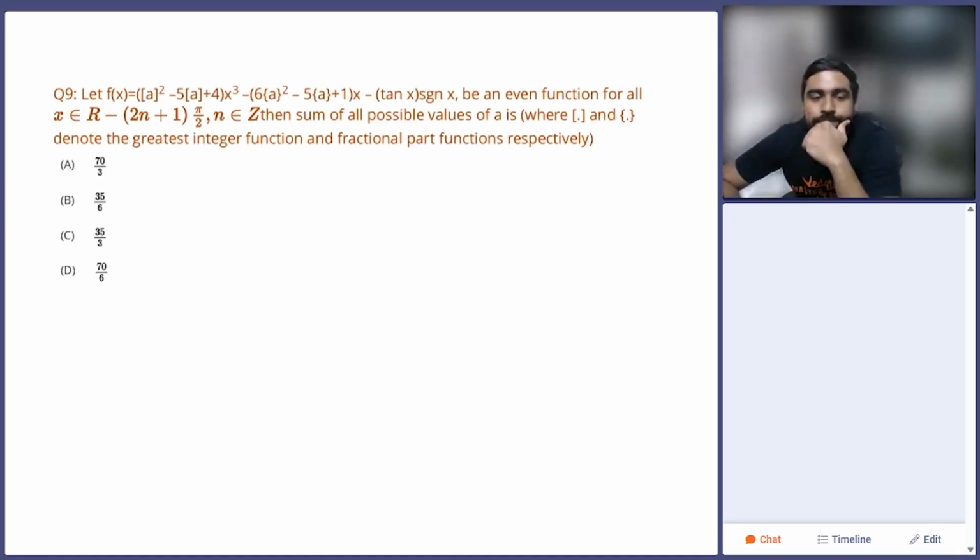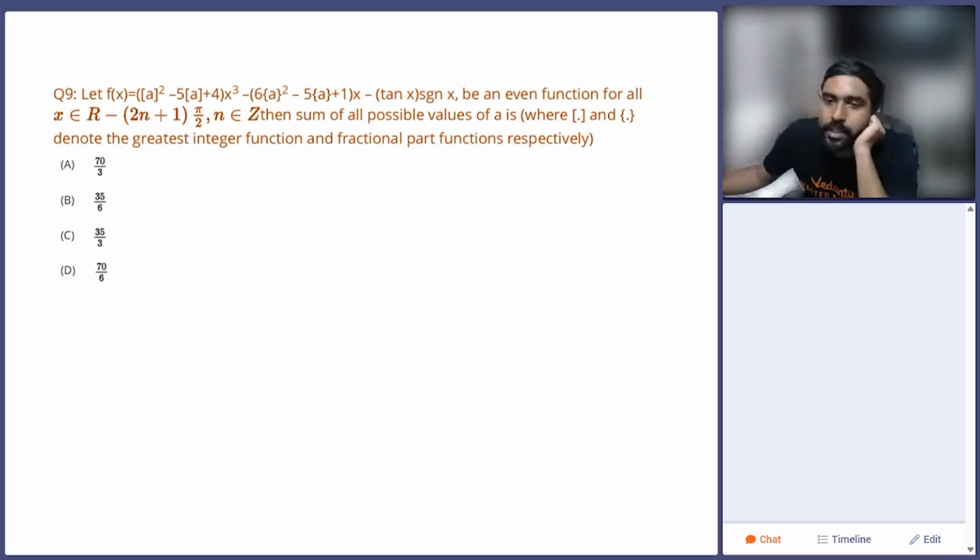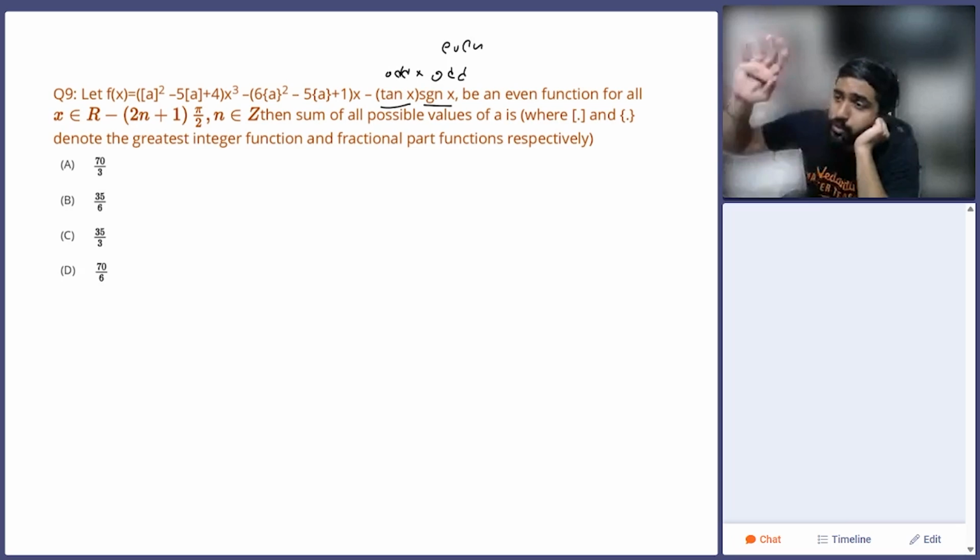What do we have here? A function f of x. It is said to be an even function. All possible values of a, the sum of them, you have to find. Perfect. Now they got tan x into signum of x. Signum x is an odd function. Tan x is an odd function. Odd into odd we know is an even function. I don't have to worry about it.